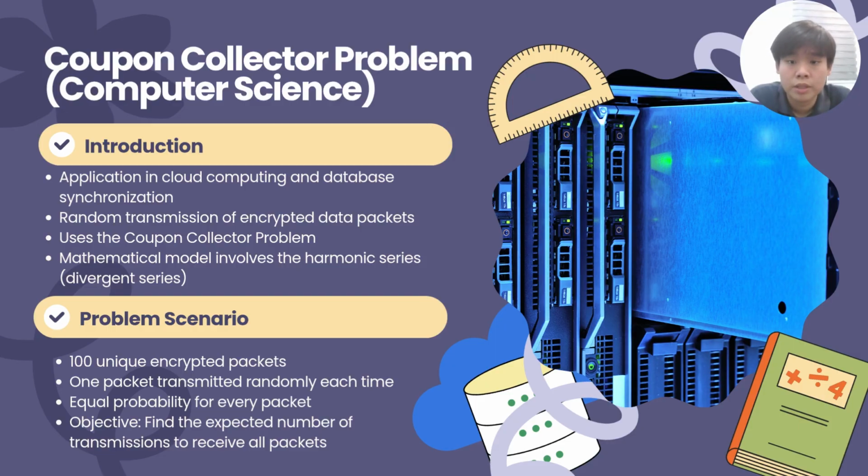In this system, encrypted data packets are transmitted randomly, and some packets may be received multiple times while others are still missing. In this example, the cloud storage system contains 100 unique encrypted packets. During every transmission, the server randomly sends one packet with equal probability, and our objective is to determine the expected number of transmissions required before all 100 packets have been successfully received.